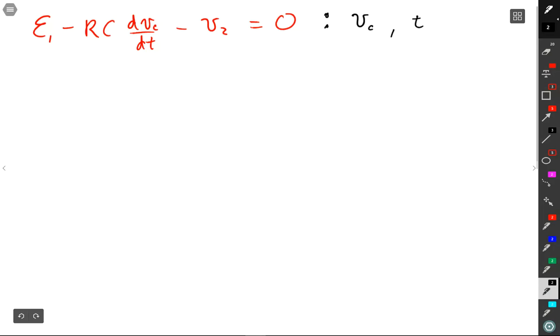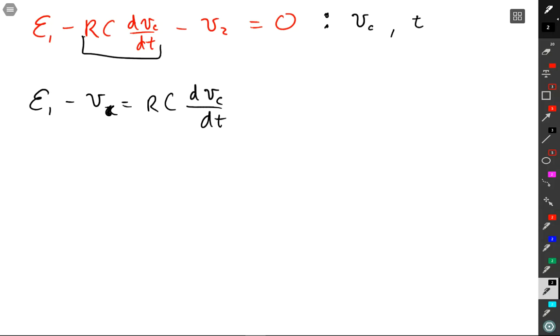And DVC and DT. So how can I tell I have a DVC and I have a DT? I need to get those on opposite sides of the equation, so I need to start rearranging. I am first going to move the term that has the derivative to the other side of the equation. So I'm going to have E1 minus V2 equals RC dVC/dt.